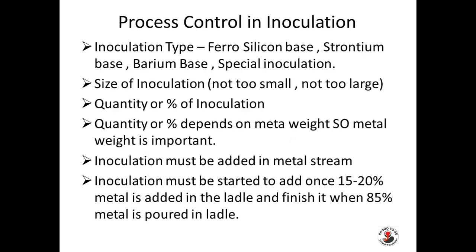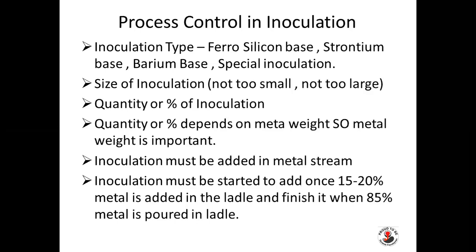Process control in inoculation. Inoculation type: ferrosilicon base, strontium base, barium base, or any special inoculation you can use for the inoculation purpose. Size of inoculation: not too small, not too large, based on your ladle size and pouring treatment size as well. Quantity or percentage of inoculation depends on your metal weight. So metal weight is important.